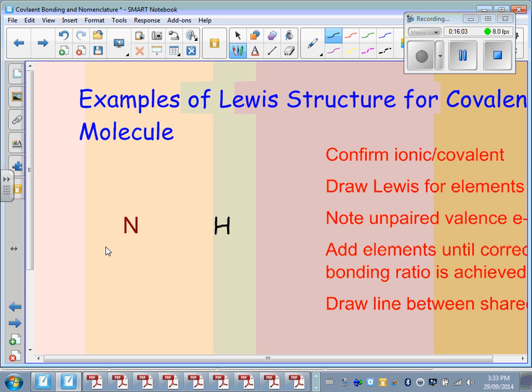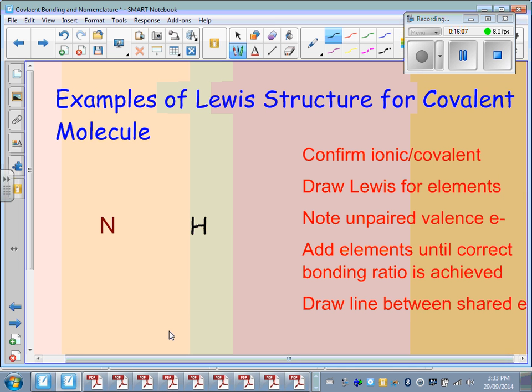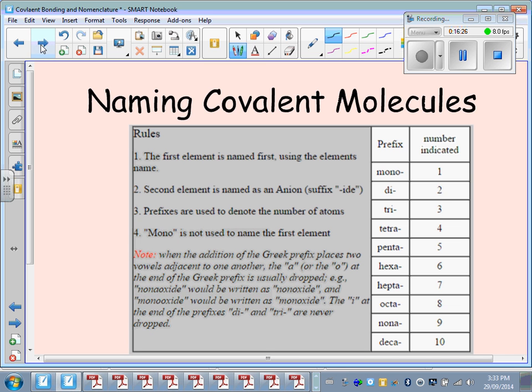Okay, and so just some tips when you're drawing a Lewis structure. Confirm whether it's ionic or covalent. Draw the Lewis for the elements. Note the number of unpaired valence electrons, and then add elements in until the correct bonding ratio is achieved, and draw lines between the shared electrons. Okay, so you could try practicing: do one for nitrogen and hydrogen as an example.